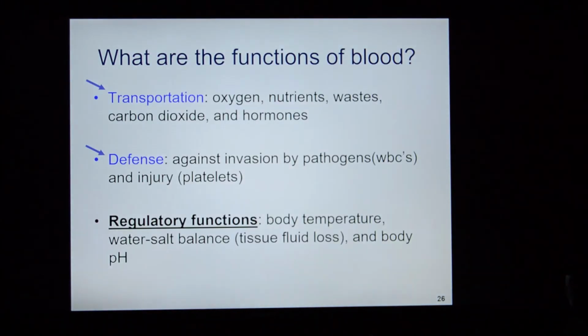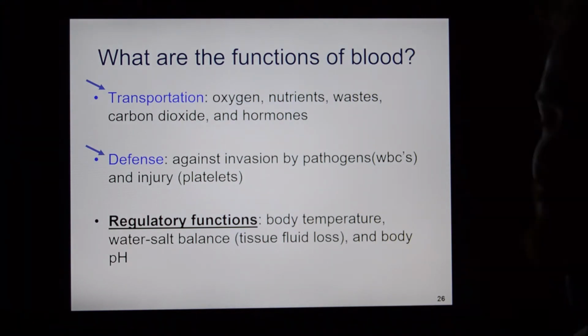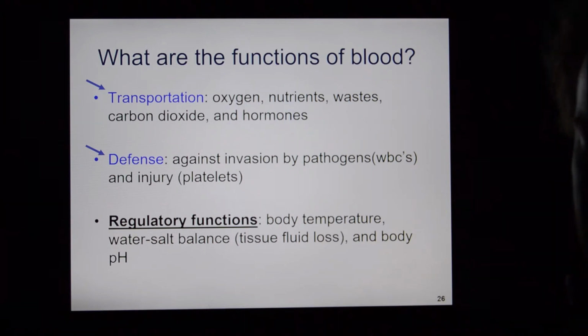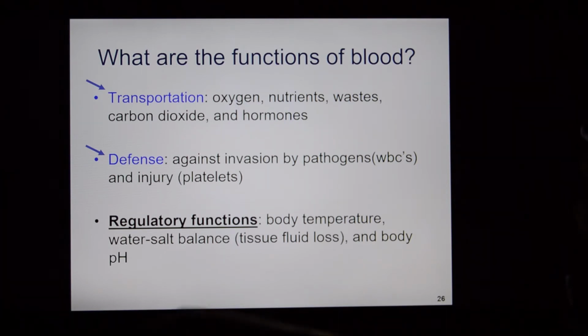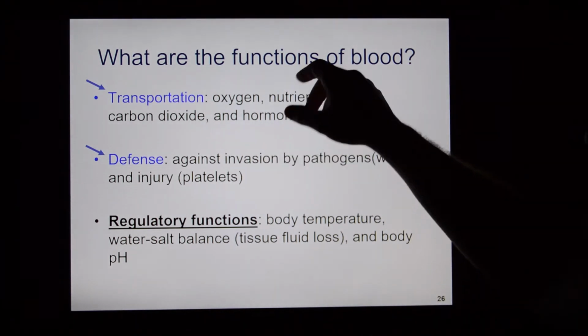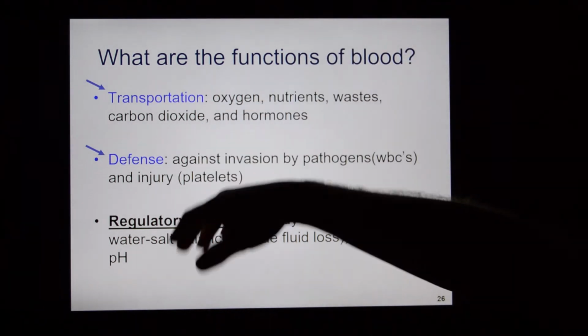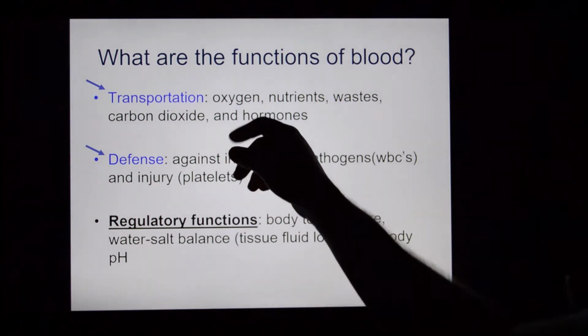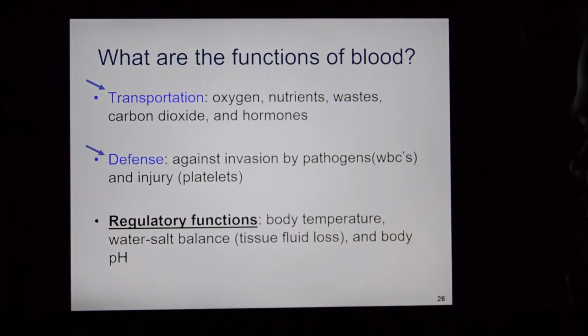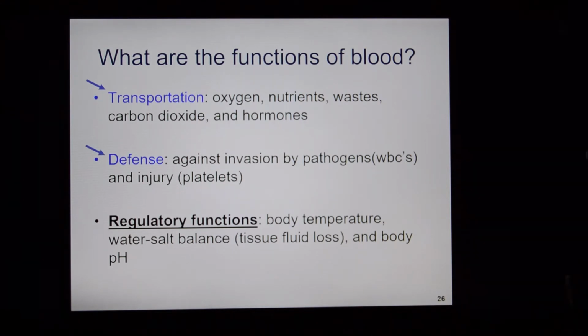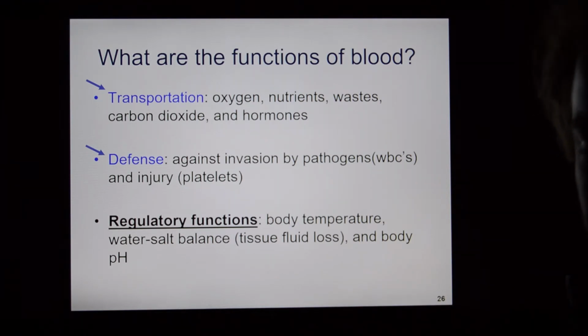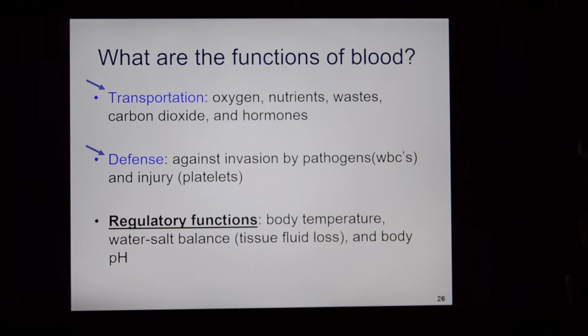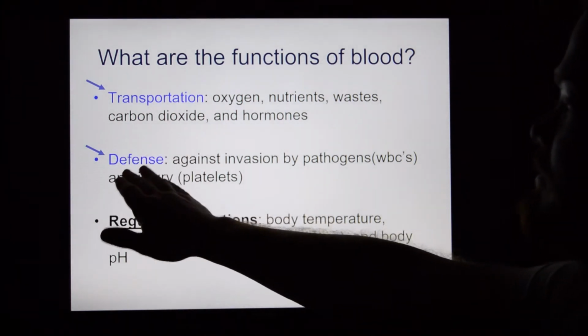This is on blood. Okay, so what are the functions of blood? Generally speaking, transportation and defense are the two main ones that we need to be concerned with. Transportation of everything conveyed by your blood: oxygen, nutrients, the waste products that result from your metabolism, carbon dioxide that results from cellular respiration, and any hormones that are released by your endocrine system. All of this is moved around via the bloodstream to keep you living and doing what you do on a daily basis. And also, your blood contains white blood cells and platelets that are involved in defense of your system.